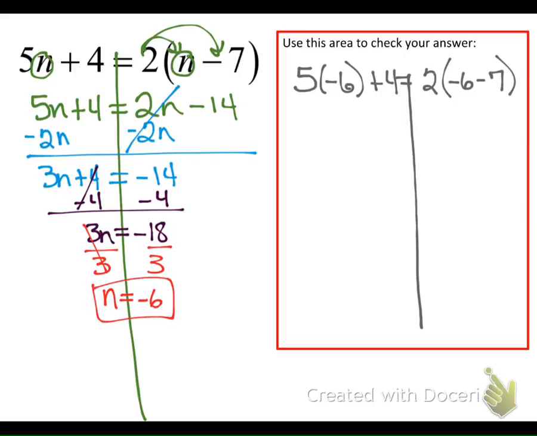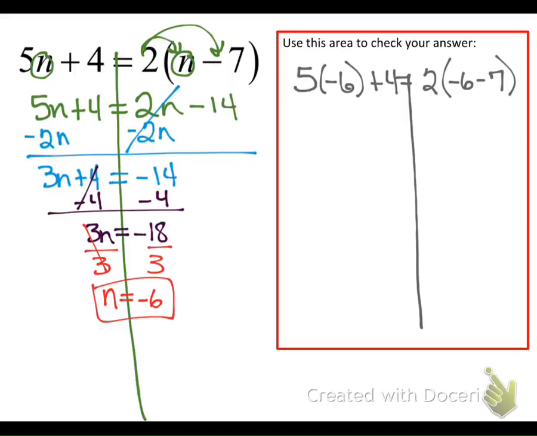Okay. So all I did, anytime I saw that variable n, we said that n equals negative 6, so I just substituted for it. So I used the exact same equation, but anytime I saw that n, I substituted negative 6. Okay. And I'm just checking my work to see if my answer is right. So now I'm going to solve order of operations. So I'm going to simplify each side of the equation.